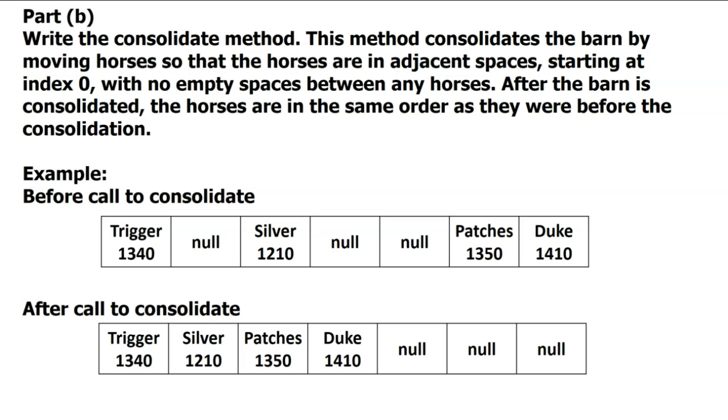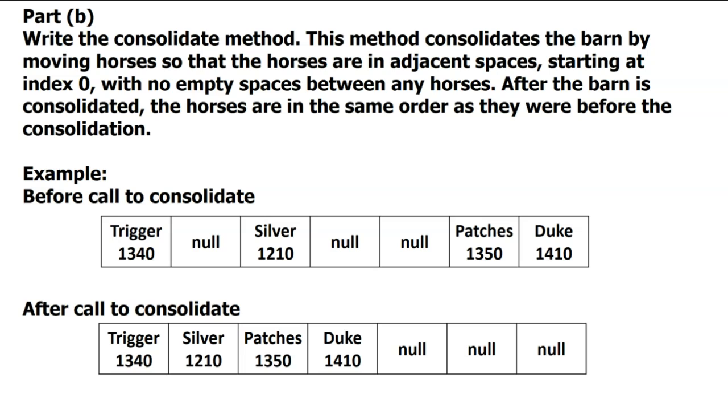All right, part B, we're going to write the consolidate method. This method consolidates a barn by moving horses so that the horses are in adjacent spaces, starting at index 0, with no empty spaces between any horse. After the barn is consolidated, the horses are in the same order as they were before the consolidation. Again, study the examples, make sure you know what they're asking you to do here.